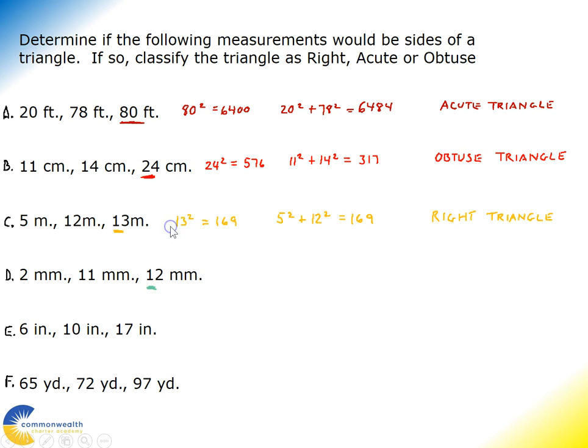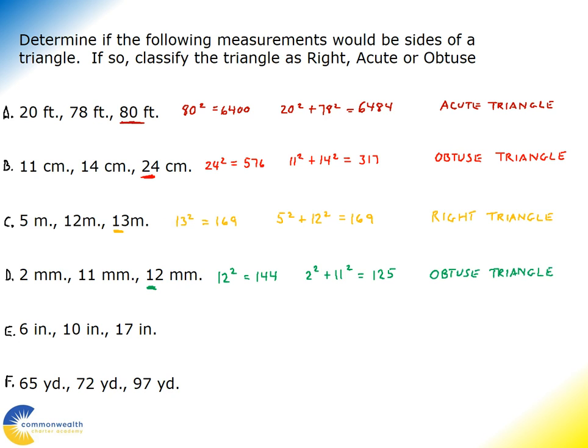For D, I'm focusing on the 12 millimeter side being the biggest side. When I look at the two other sides and add those together, I do get 13 millimeters, which means that this is a triangle. So when I square 12, I get 144. When I do 2 squared plus 11 squared, I get 125. Which means that the biggest side of the triangle, when it's squared, is bigger than the sum of the squares of the two smaller sides. Again, that's a sign that this is an obtuse triangle.